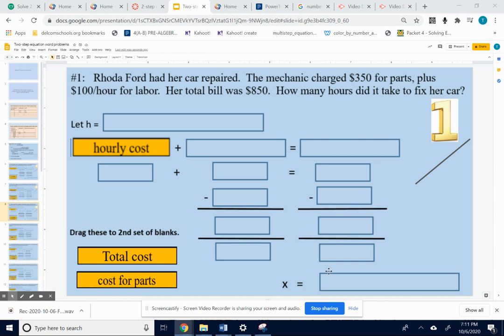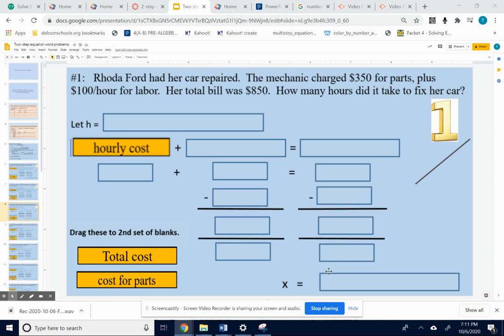Rhoda Ford had her car repaired. The mechanic charged $350 for parts plus $100 per hour for labor. Her total bill was $850. How many hours did it take to fix her car?